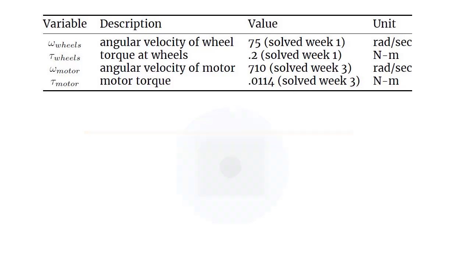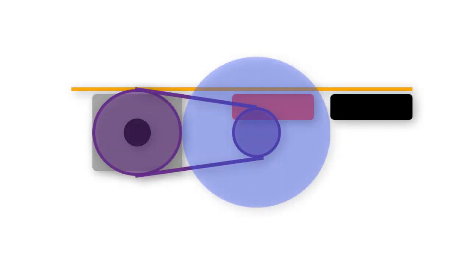So here's how the gear train works. The motor is attached to a pulley here, and the wheel is attached to a pulley over here. We'll put a variable on the radius of the pulley attached to the motor, and one on the pulley attached to the wheel, and another variable on the radius of the wheel itself. You have to find values for these 3 radii that will end up giving you the required torque and speed at the wheel. Given the limitations of 710 radians per second and 0.0114 newton meters of torque at the motor.